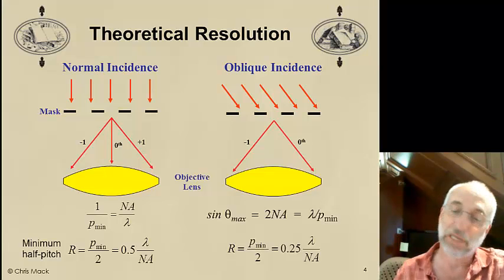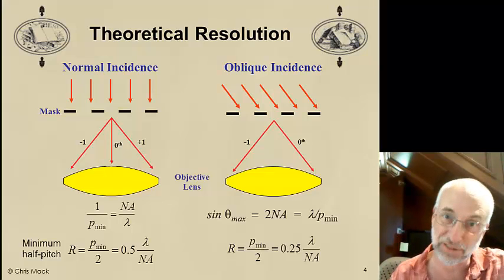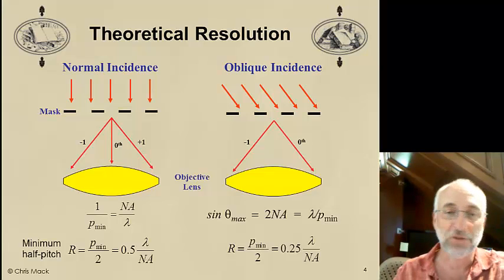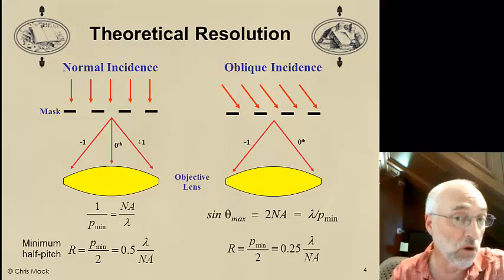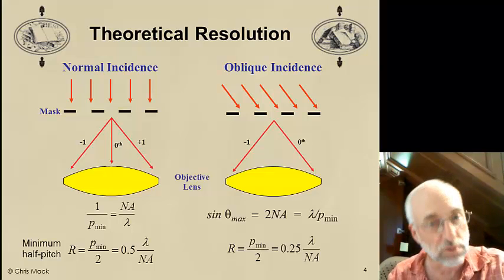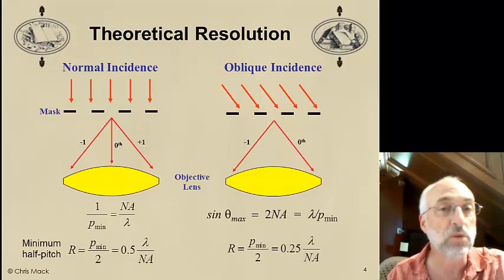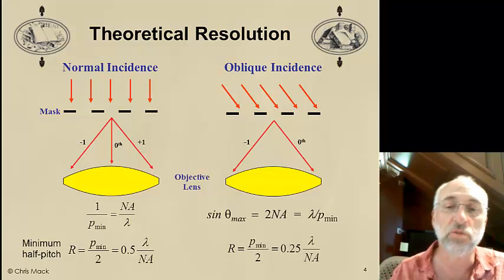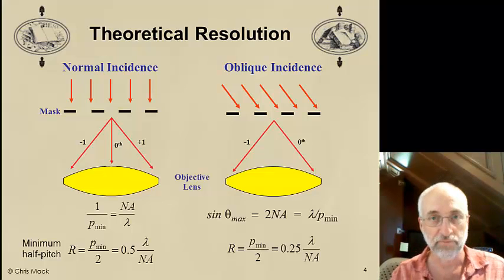Well, the name of the game in lithography is resolution. Well, at least it's one of the names of the game. There's other important things too, but we are always striving for better resolution. So you can imagine our goal is going to be getting 2-beam imaging so that we can push our resolving power down closer to 0.25 lambda over NA.